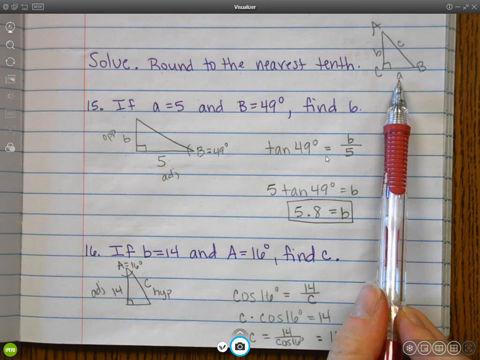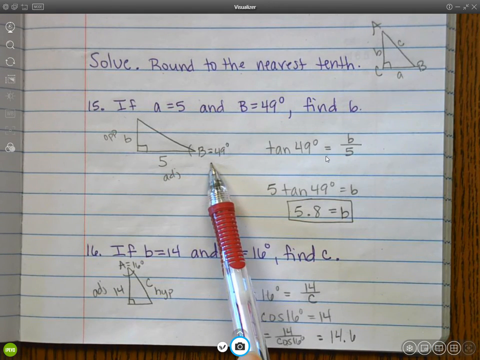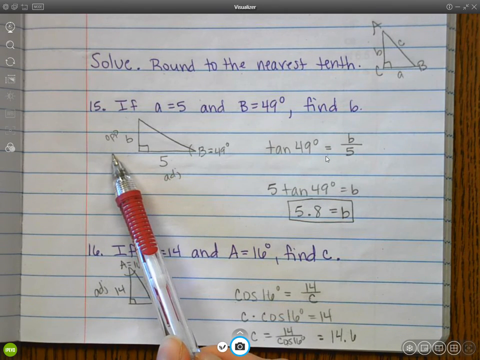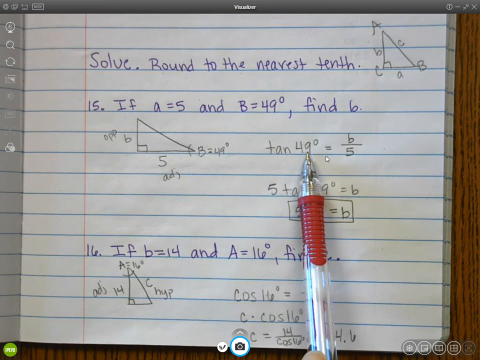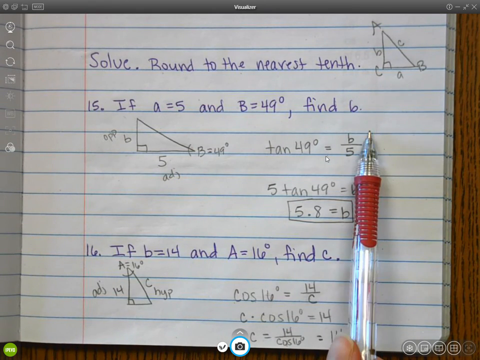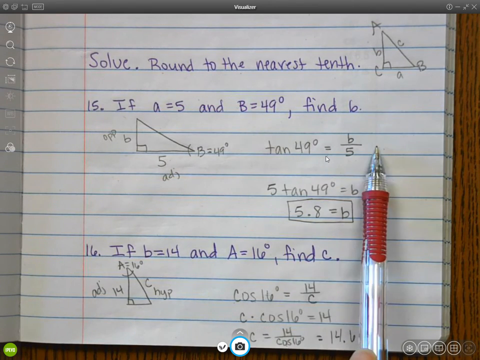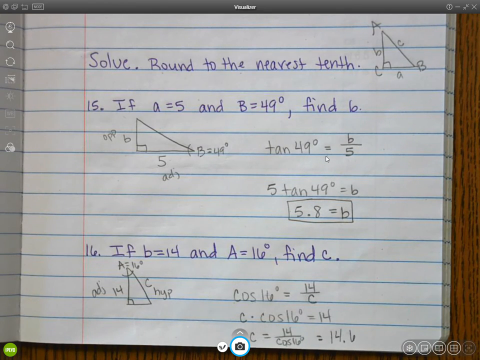So if I take this triangle, it was given to me, and I fill in what I know. I know B is 49 degrees. I know the adjacent side is 5. I'm going to find the opposite side. Well, if I know adjacent and I'm looking for opposite, that means I'm using tangent, because tangent is opposite over adjacent. So tangent of 49 degrees would be B over 5, because that's the opposite side over the adjacent side. And then how do I solve this for B? Well, I multiply by 5 on both sides.